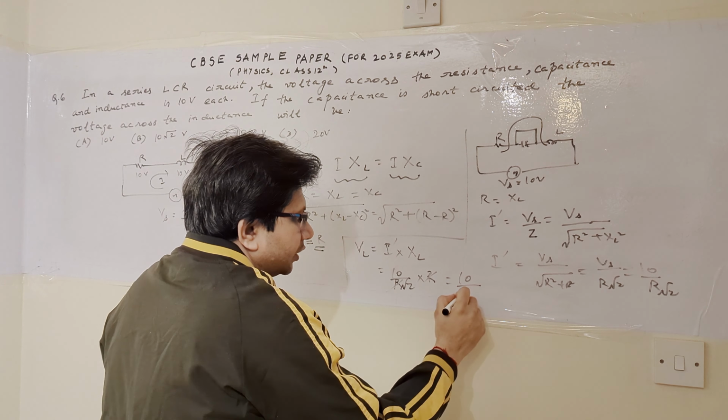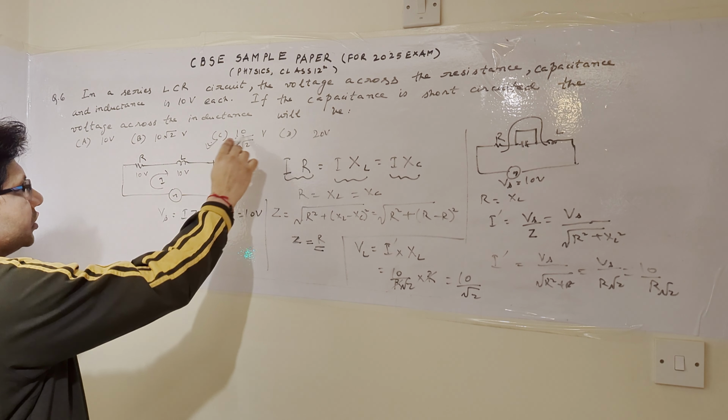So if we see the different options, option C is correct here. So our final answer is option C, 10 upon root 2.